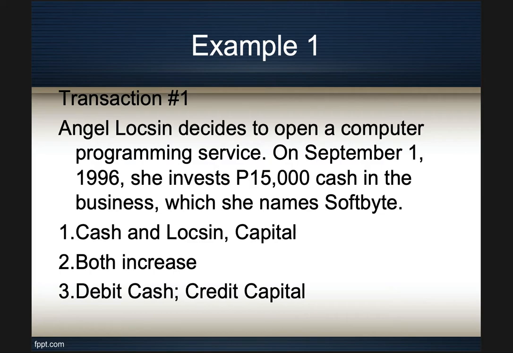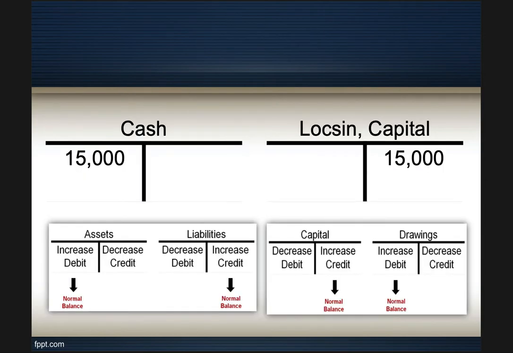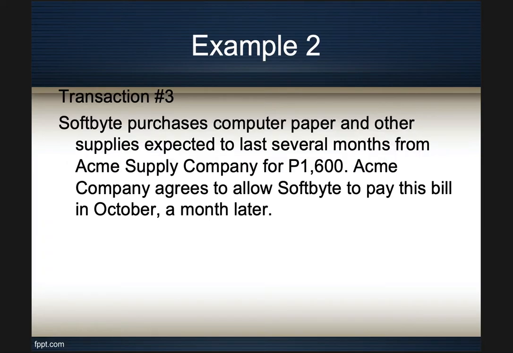Get it? So let's look at the T account. If we have a T account for cash, we have to record that increase in cash on the debit side. And if we have a T account for capital, you have to record that on the credit side. I posted below the normal balances of those accounts so that you can follow. Am I right? Okay. Now let's proceed with the second example.